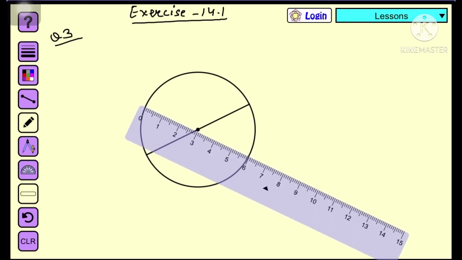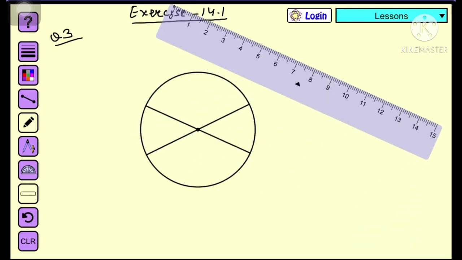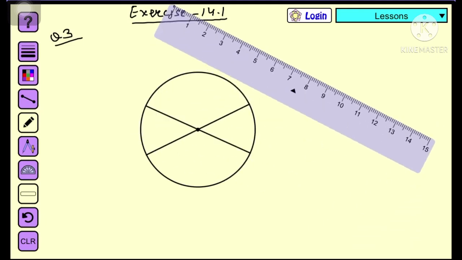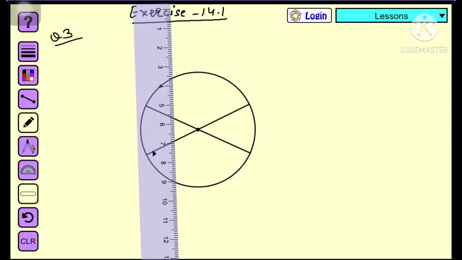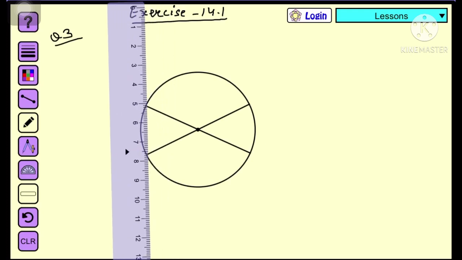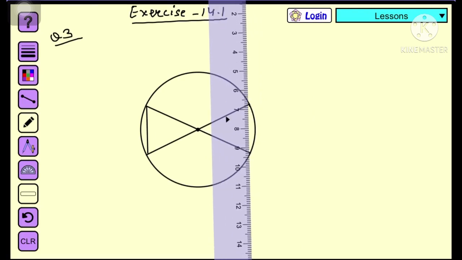The diameter will be 6 centimeter because the radius is 3. Now in the second part, the question is what figure is obtained. You have to join the end points of the diameters and see which figure will be obtained.